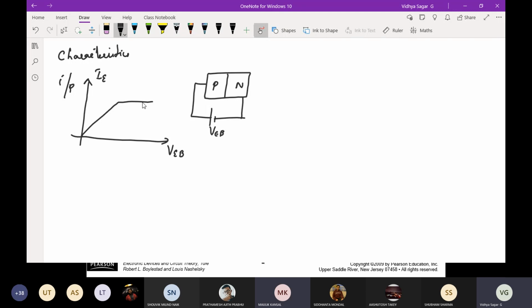Can you just explain why? Why is it increasing and then getting constant? Can anyone explain why it is increasing linearly and then getting constant? So I'm talking about the emitter and base here. So what do you look at here? What is seen?